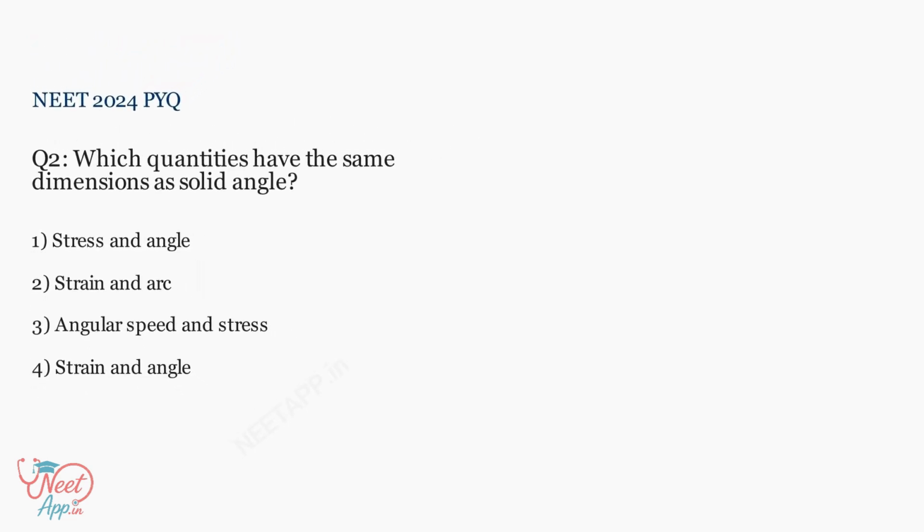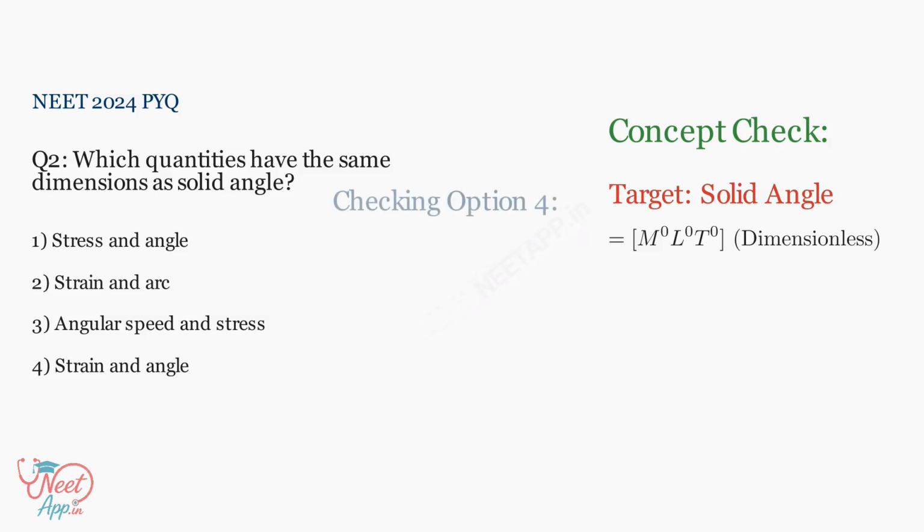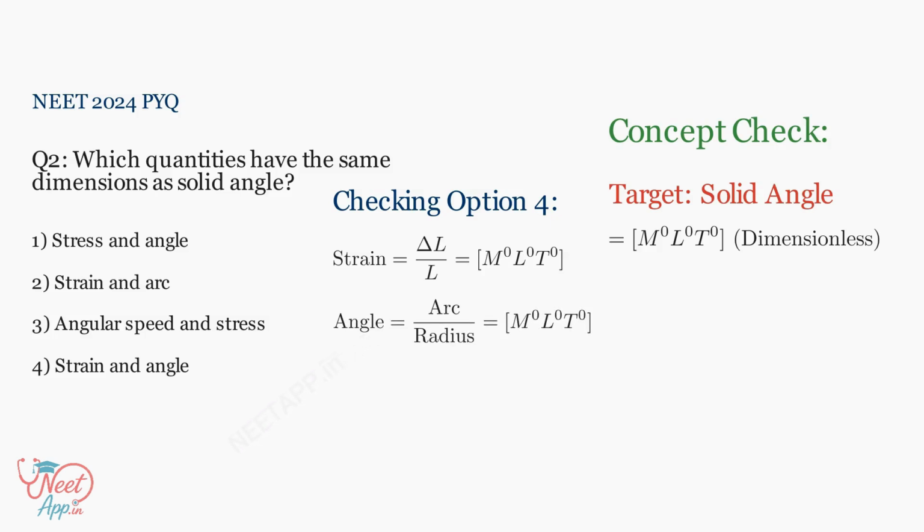Let us run our concept check. We already know our target. The solid angle is completely dimensionless. So we are hunting for the option where both quantities have dimensions of M⁰L⁰T⁰. Let us jump straight to checking option 4. First, strain. Strain is the ratio of the change in a dimension to its original dimension, such as change in length over original length. Length divided by length cancels out. It is dimensionless. Second, plane angle. As we learned earlier, it is the ratio of arc length to radius. Again, length over length, also dimensionless. Because both strain and angle are perfectly dimensionless ratios, they share the exact same dimensions as the solid angle. Therefore, option 4 is your correct answer.